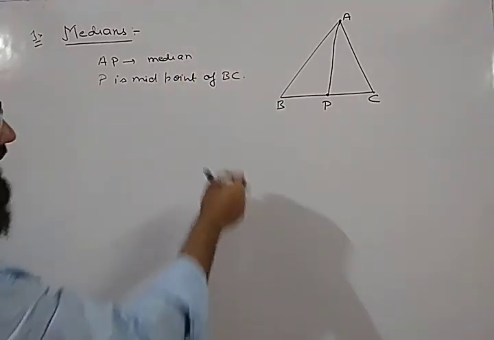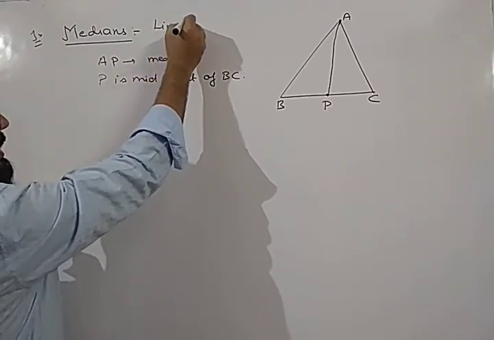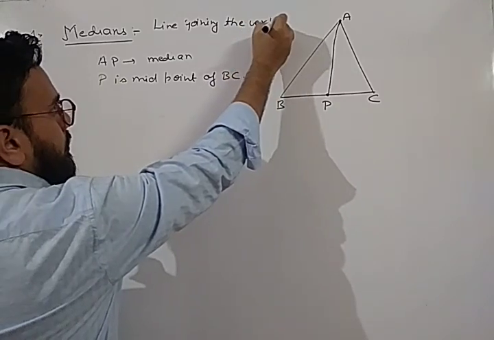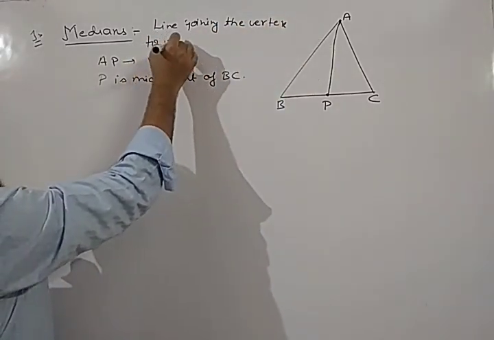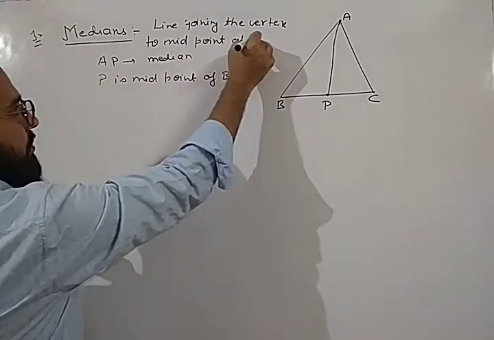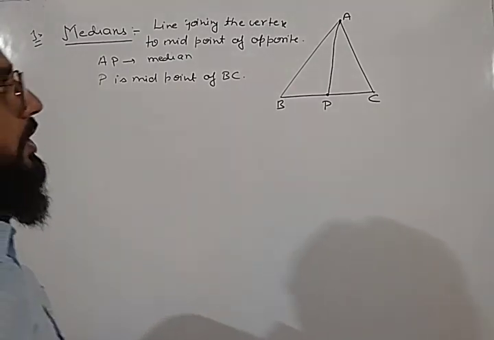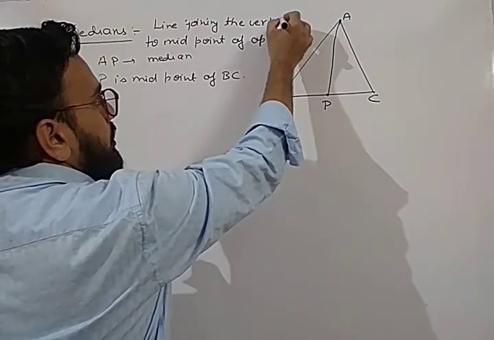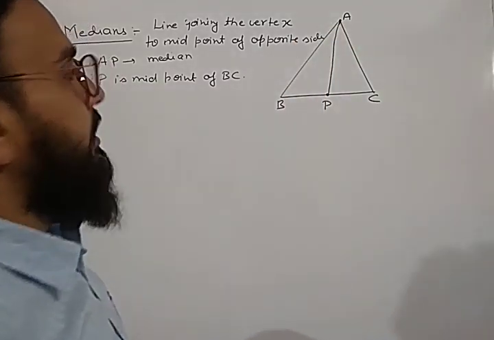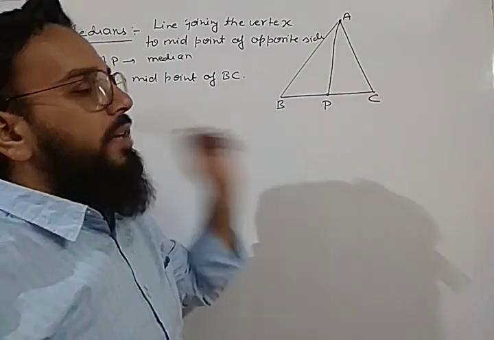If you write the definition of median, what is the definition of median? Line joining the vertex to the midpoint of opposite side is called median. So here P is the midpoint of this side BC, so AP will be known as median.